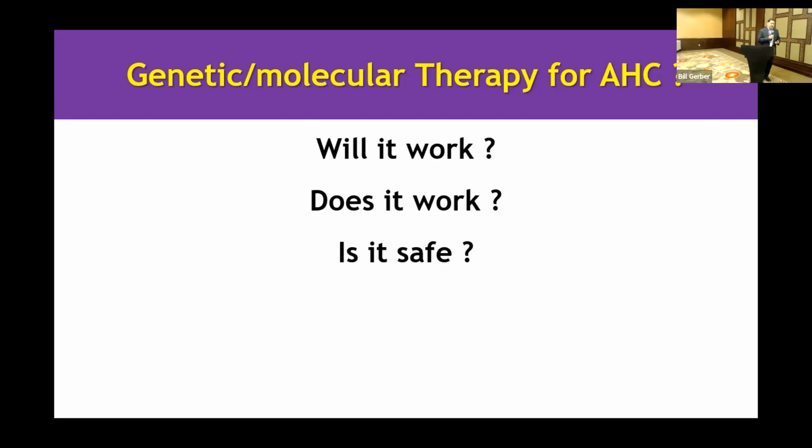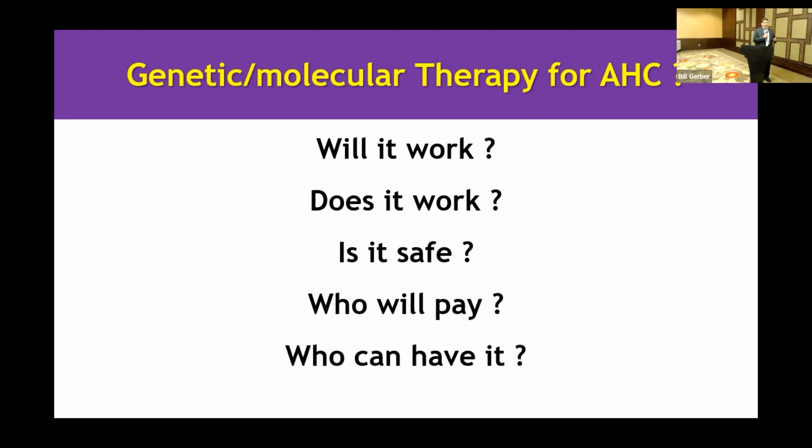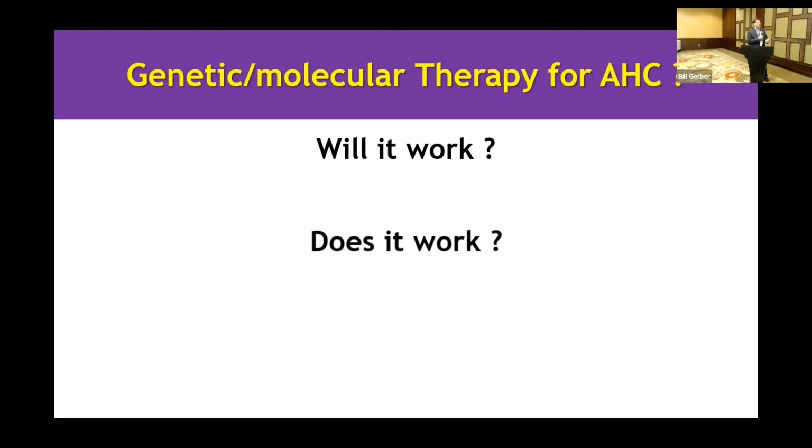Lastly, if you get through all these and you convince the FDA to approve something, now the question is, who pays for it? Because a lot of these genetic therapies are expensive, particularly those involving viral vectors. And then if you can figure out who's going to pay, who can have it? Because there may also be some health equity issues there. So these are big questions. I'm not going to answer all of them. I'll tackle the first one and the second one a little bit.